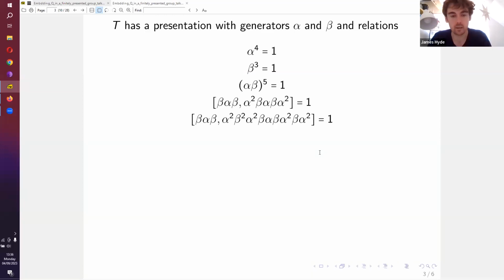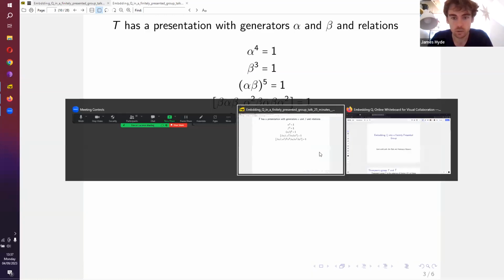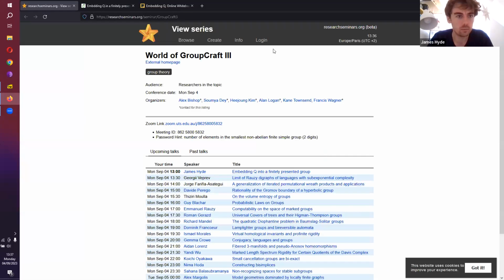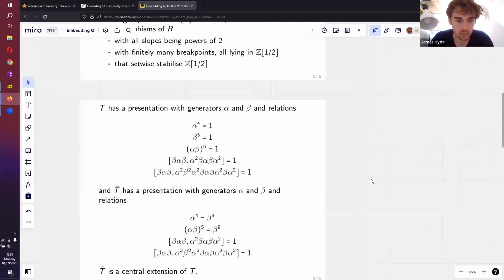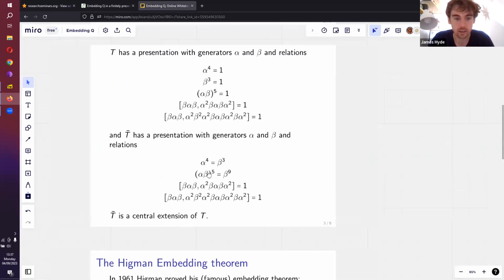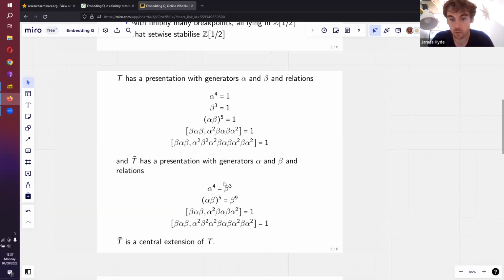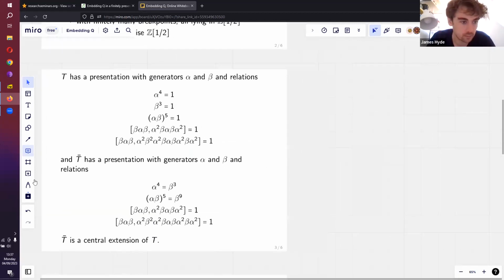And I think I'm going to go to here. So where am I now? Oh yeah, and then T bar has a presentation with only 4 relations, using just these 2 generators alpha and beta. And I'm going to try and draw an element. So that's not the drawing tool. That's definitely the drawing tool.